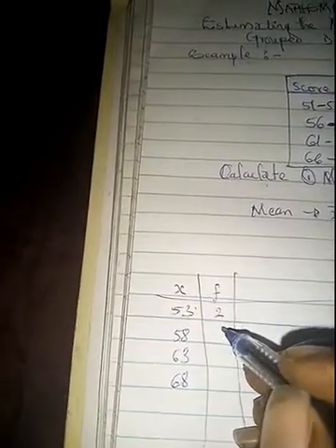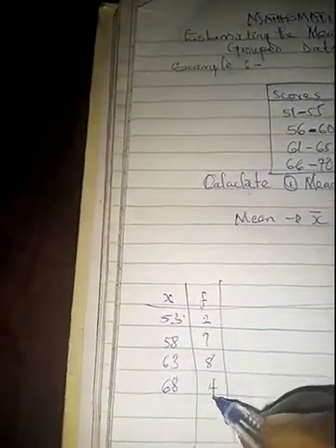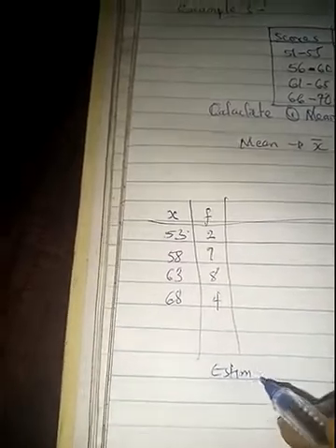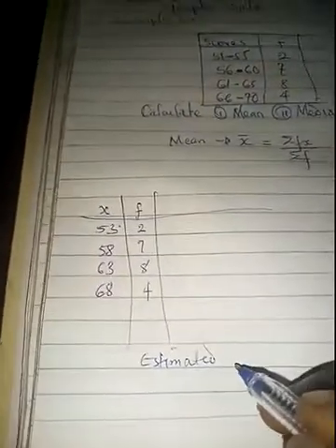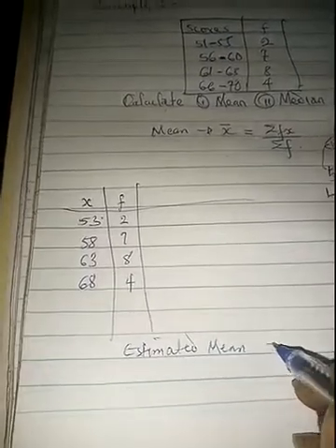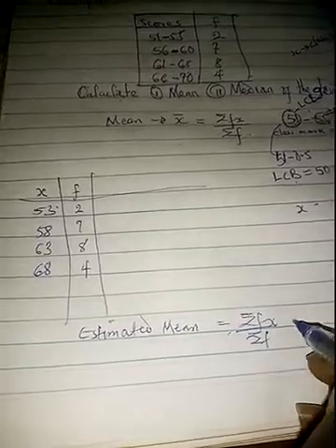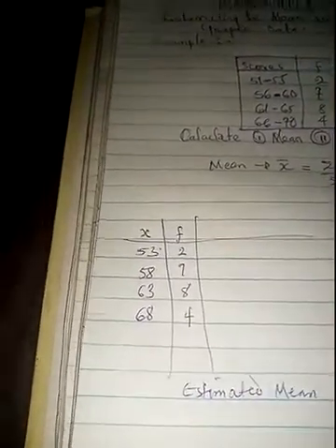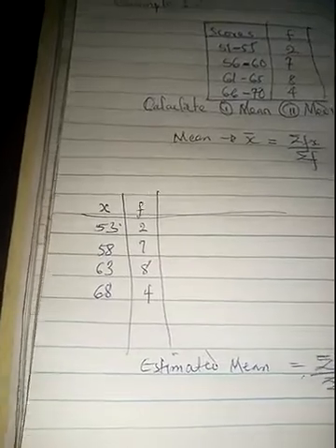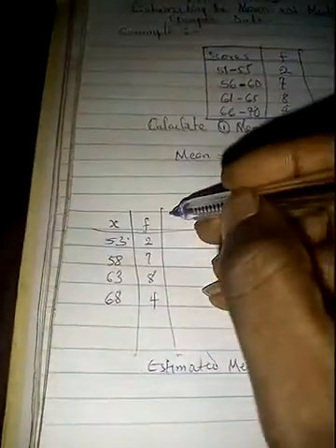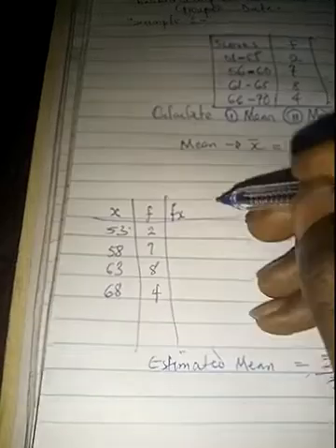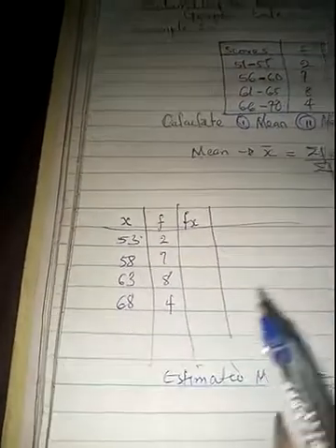Then for frequency, we just write it down: 2, 7, 8, 4. And don't forget, what we are looking for is the estimated mean. So we need to do our calculation first. You know the formula for estimated mean: summation Fx over summation F. That means we need to get our summation Fx on the table, and then the summation F. So how do we get our Fx before summation? We place it on the table. You can put Fx, you can put XF, still the same thing. Then we start multiplying.